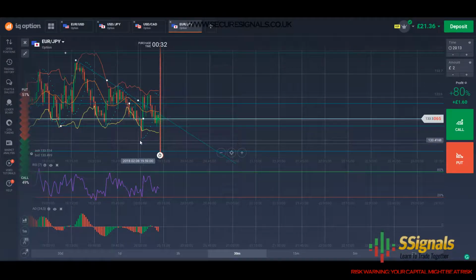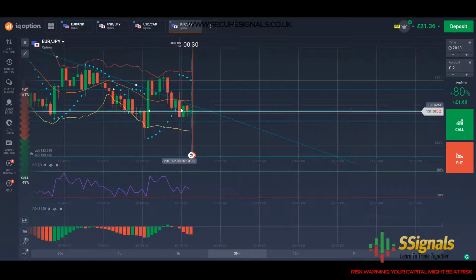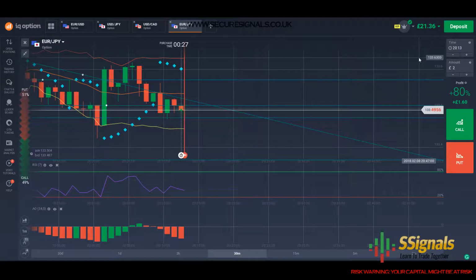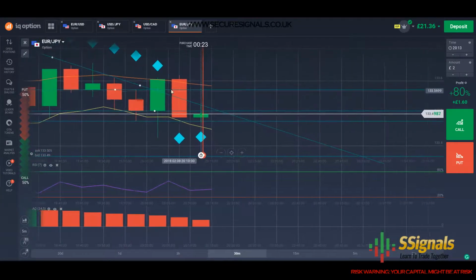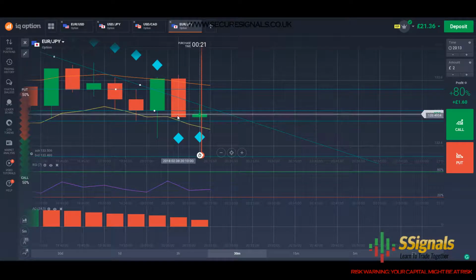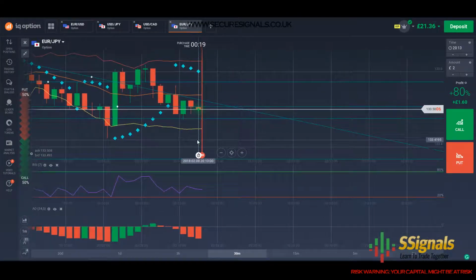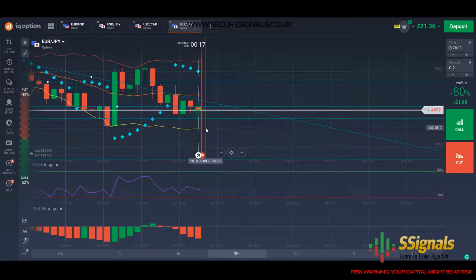Okay, so price has really just shown rejection, like it just wants to go up from here. The thing is, this 5-minute candle is very strong, so I'd be very wary to enter.